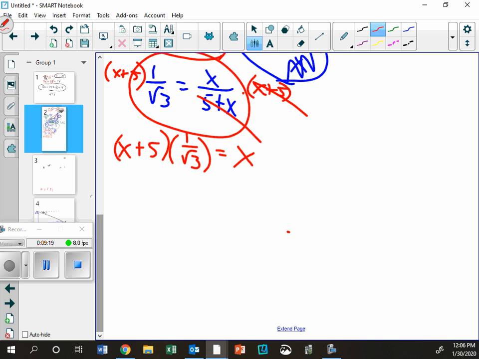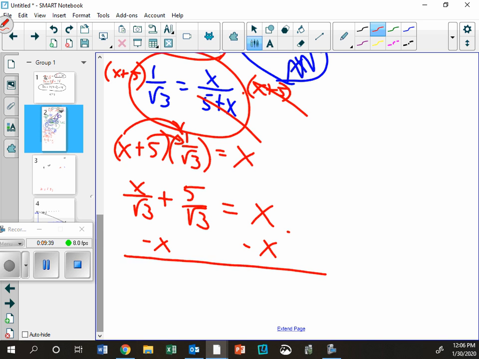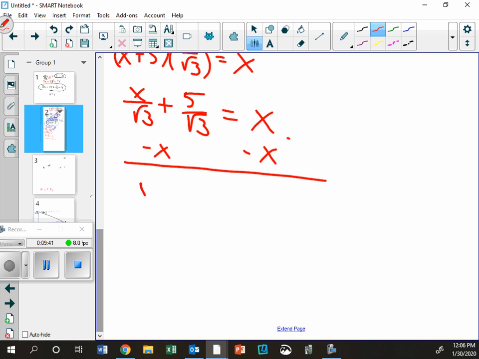So I'm going to multiply this out, and this first one, this times this, and then I'm going to do this times this. So I get x over square root of 3 plus 5 over square root of 3 is equal to x. All I did is multiply that out. Now I'm going to subtract x from both sides, and I'll have x over square root of 3 minus x is equal to negative 5 over square root of 3. Ooh, that was gruesome.